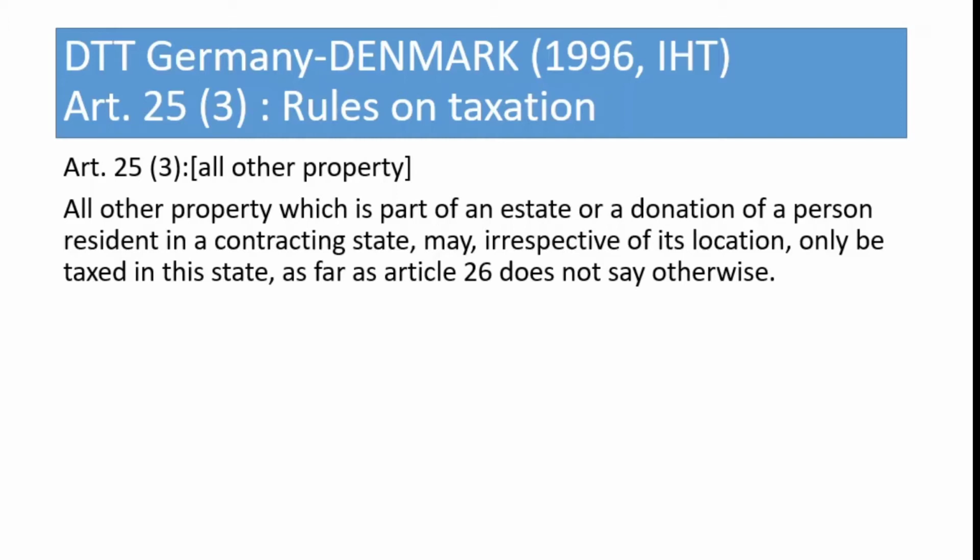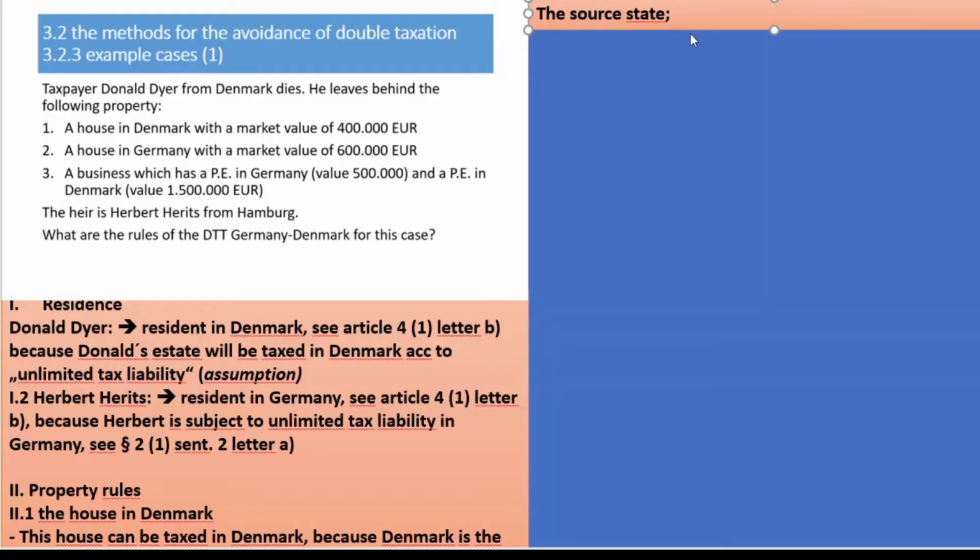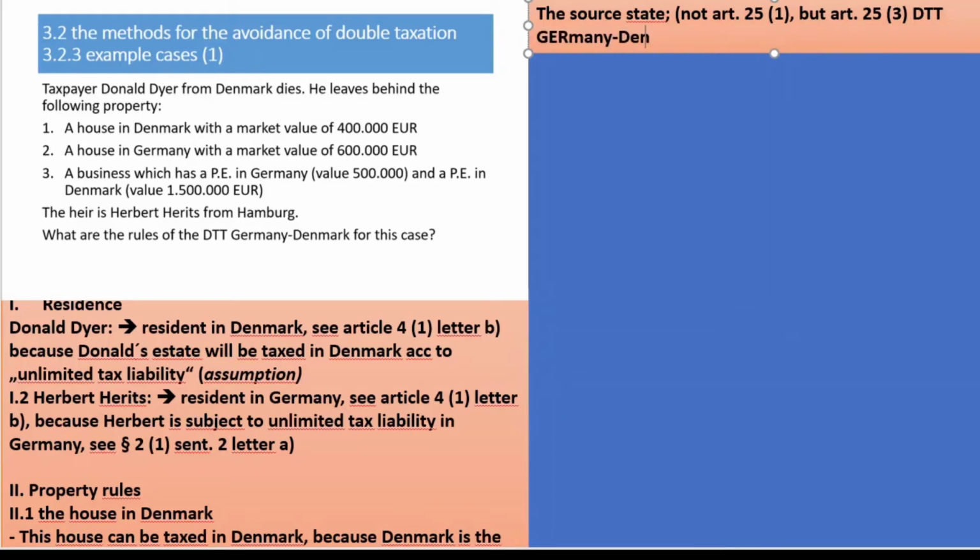So 25.1, not the Danish house. 25.3, owned by a Danish person. So we should make a note, not Article 25.1, not Article 25.3. DTT Germany, Denmark says this.